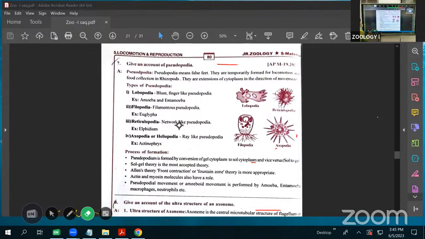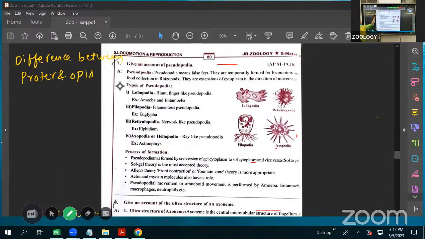Difference between proter and opiste. We already discussed this in the transverse binary fission of the paramecium. Write down like this only. What should we put as the heading? Proter.